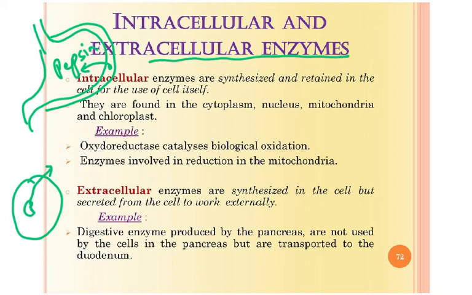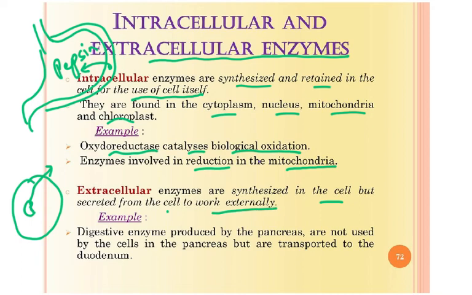This pepsin would be, of course, dangerous inside a cell because it would digest all the enzymes present in the cytoplasm. So intracellular enzymes are synthesized and retained in the cell for the use of the cell itself. They are found in the cytoplasm, nucleus, mitochondria, and chloroplast. Example: oxidoreductase, which catalyzes biological oxidation and reduction, and enzymes involved in reactions in the mitochondria. Extracellular enzymes are synthesized in the cell but secreted from the cell to work externally.